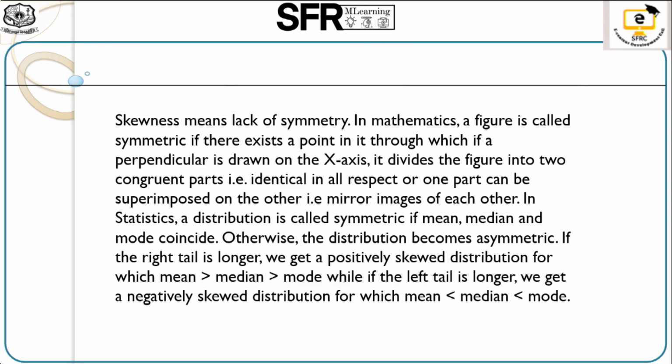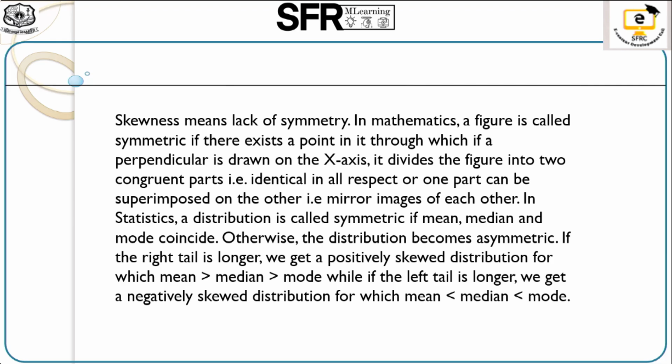In statistics, the distribution is called symmetric if mean, median and mode, the three measures, coincide with each other. If a distribution is symmetric, then these three measures will coincide. Otherwise, we can say that the distribution is asymmetric, that is, mean, median and mode will not coincide with each other.